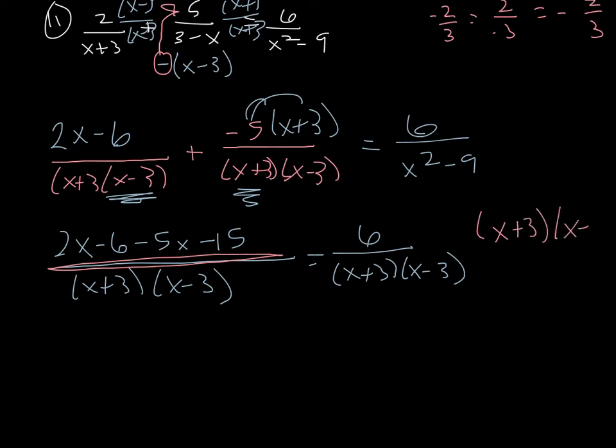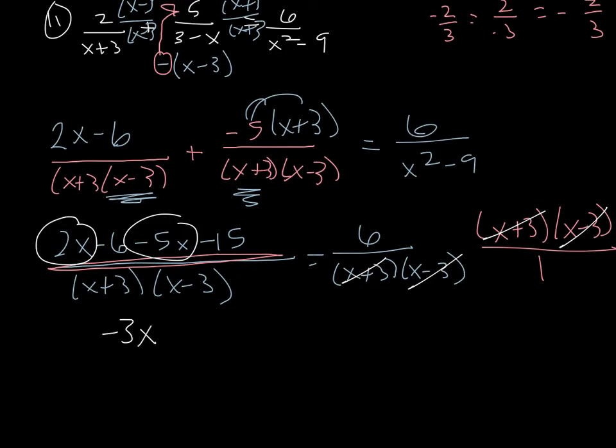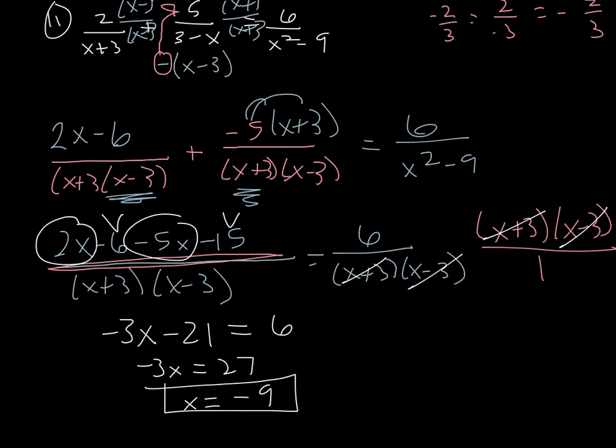And something that's super nice about this problem is that there's an x plus 3 and x plus 3 on both top and bottom, x minus 3 and x minus 3. So what I'm really dealing with is I can combine these two like terms. So I have a negative 3x. I can combine these two like terms, negative 21 is equal to 6. So now I have a negative 3x, add over my 21, and then x divided by negative 3 is equal to negative 9.